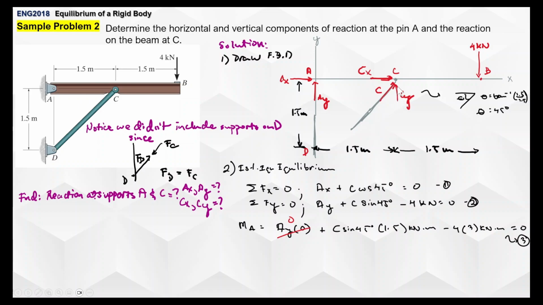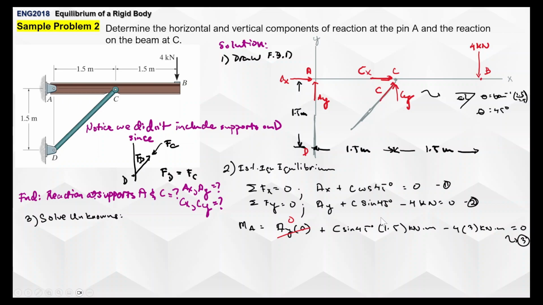CY times the perpendicular distance of 1.5, counterclockwise, so that's going to be positive. So that's C sine 45 times 1.5 kilonewton meter. Then we have the 4 here: 4 times the perpendicular distance of 1.5 plus 1.5, so that's 3. So it's 4 times 3 clockwise, that's negative 4 times 3 kilonewton meters. That will be our equation 3.